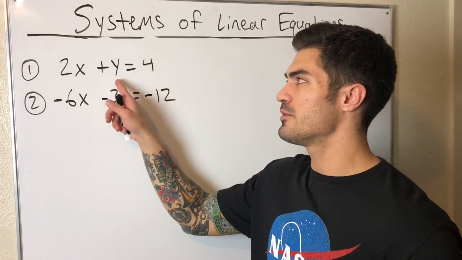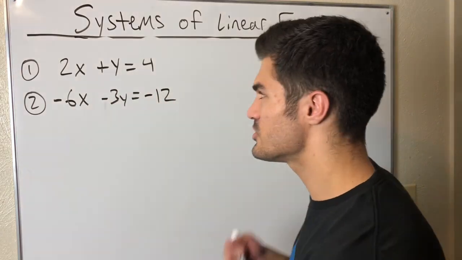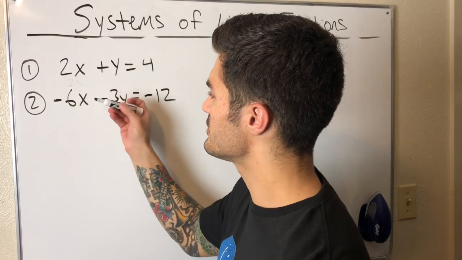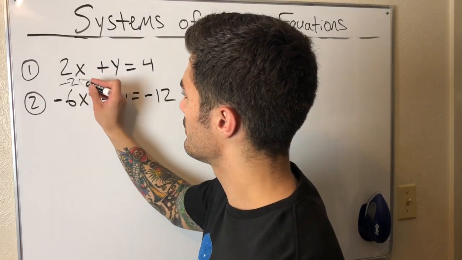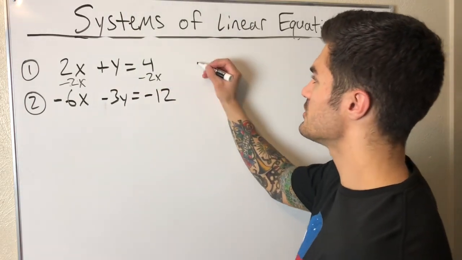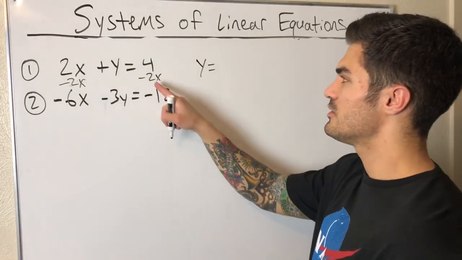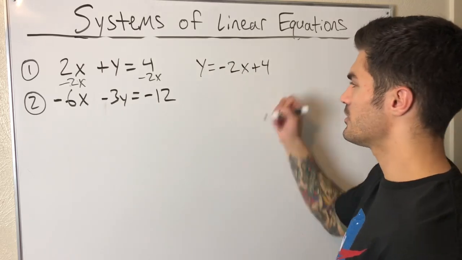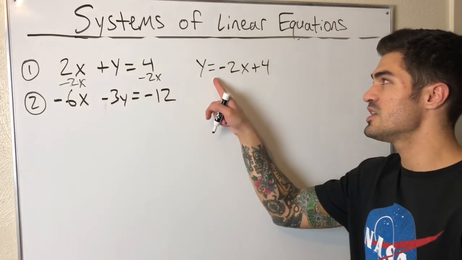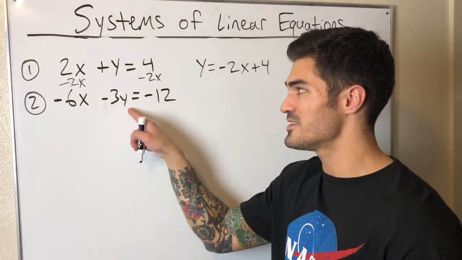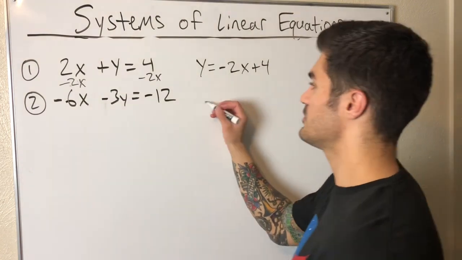All right, so here I got y with a coefficient of 1, so that's what I'm going to solve for. So I'm going to subtract 2x from both sides. Minus 2x and minus 2x. So I'm left with what? y equals negative 2x plus 4. Okay? So now I'm substituting in negative 2x plus 4, and I'm replacing this y in the second equation with negative 2x plus 4.